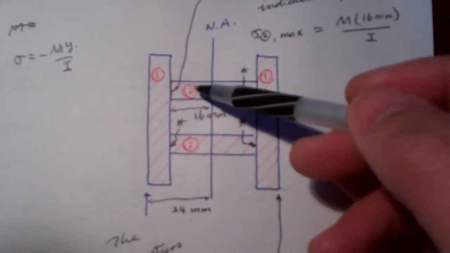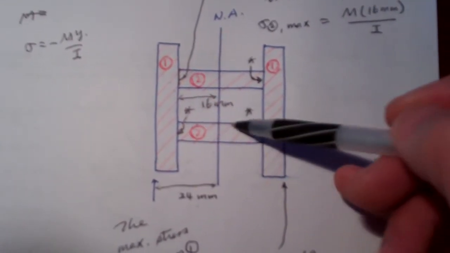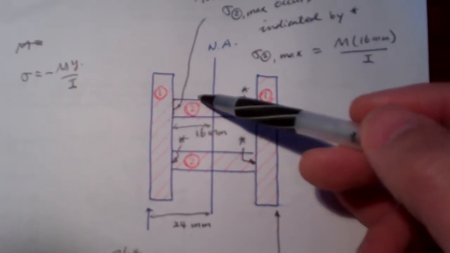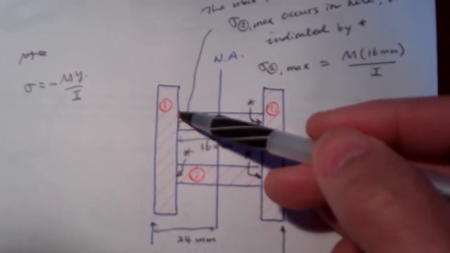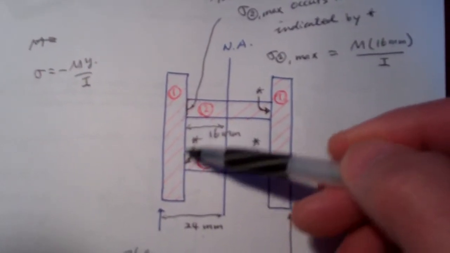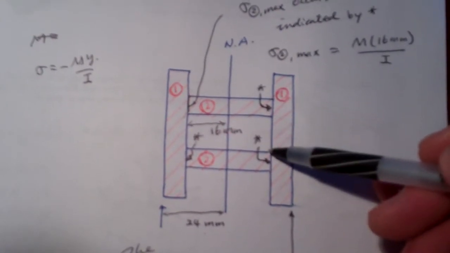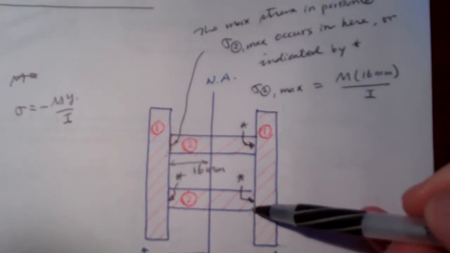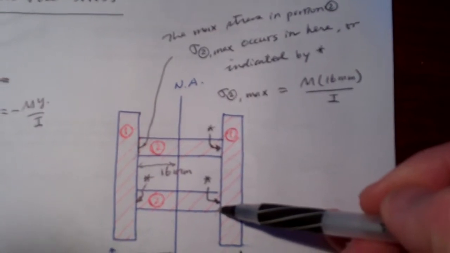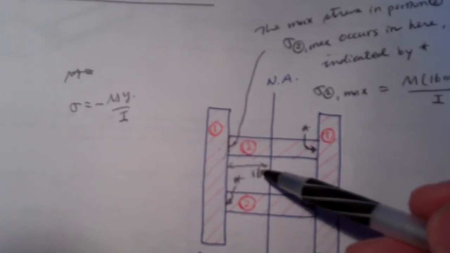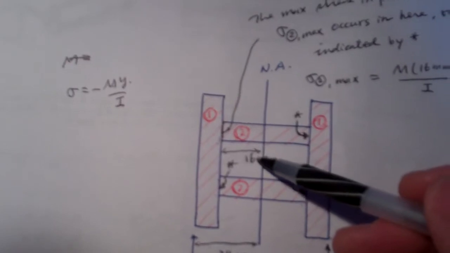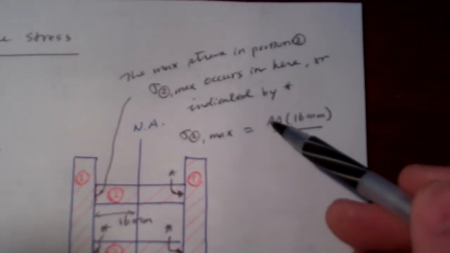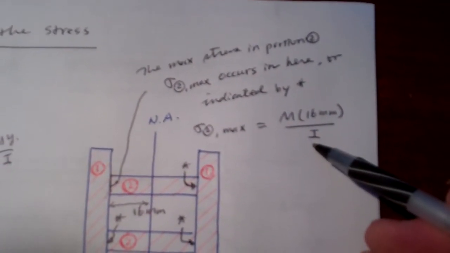In a similar way, in portion 2, which is the two strips here, the maximum value occurs on either strip, either side. Here we only focus on the magnitude. Using this formula again, y is the distance measured from where we're interested, here the maximum, to the neutral axis. The distance is 16. So it is M times 16, and I is as previously calculated.